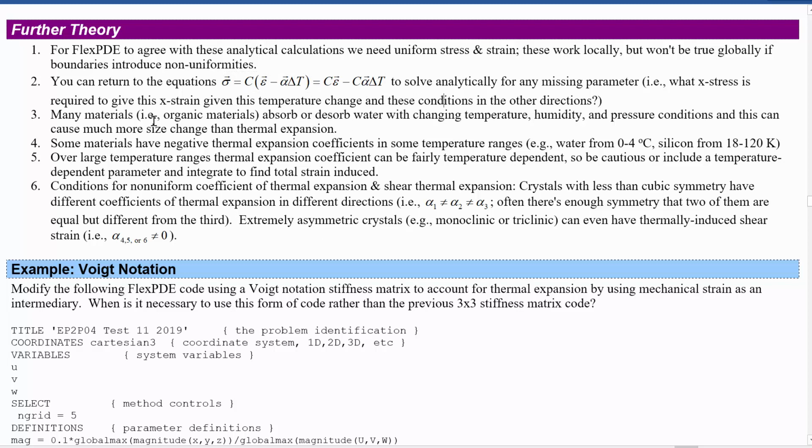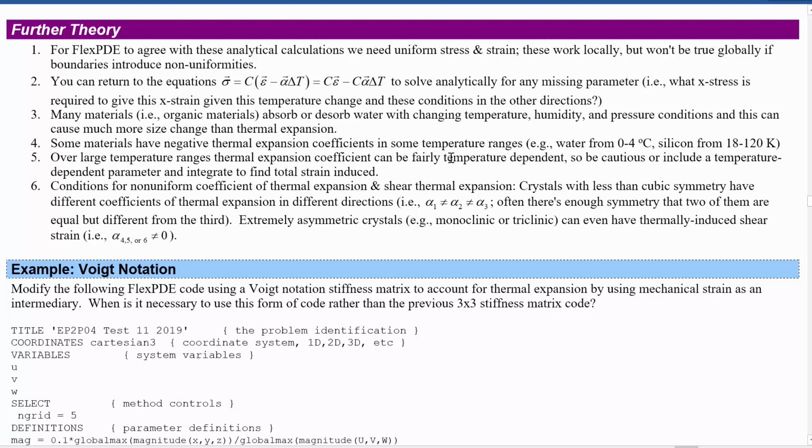Many materials, like organic materials, absorb and desorb water with changing temperature, and this changes size a lot more than thermal expansion for those materials. So keep in mind, depending on what you're dealing with, that this thermal expansion stuff might not be the whole story.